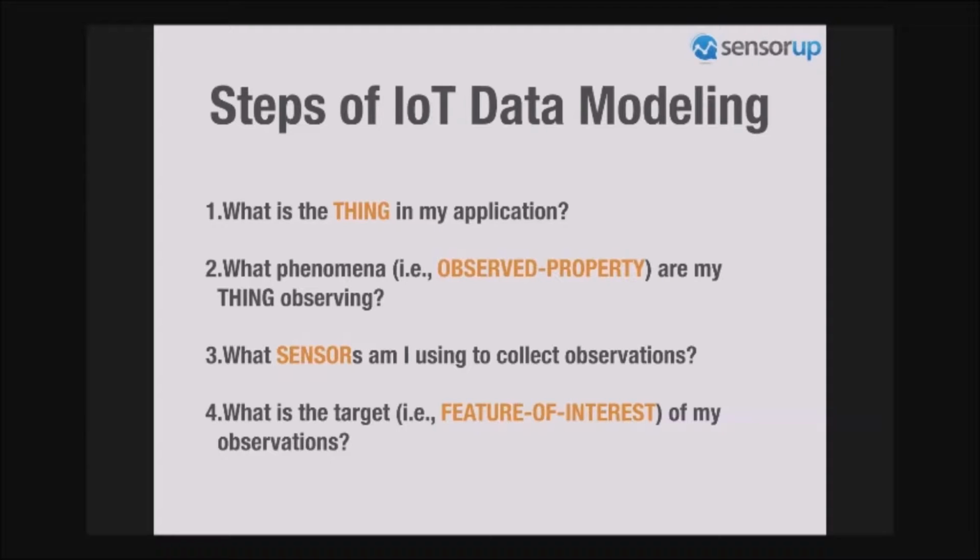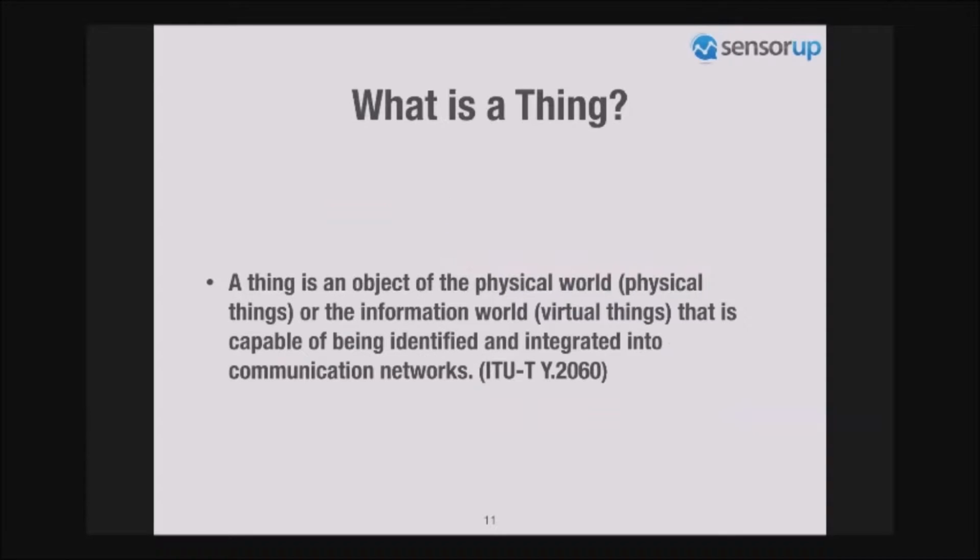And then what sensor do you use to collect these observations? That's the third step. And finally, the target of your observation. I have a camera, and what is the target of my camera? I have a baby cam, so the target is my baby. Yeah, makes sense? Okay, let's look at some use cases.